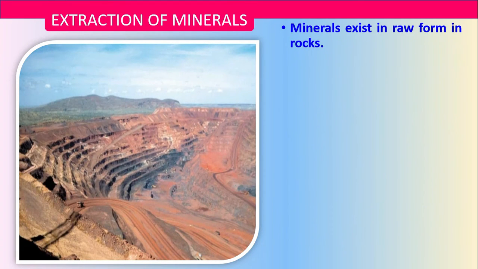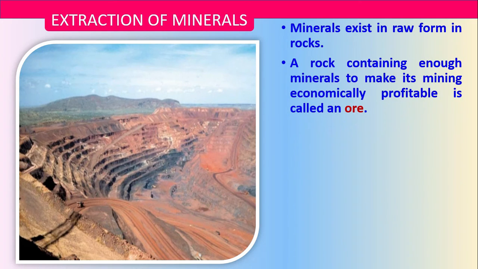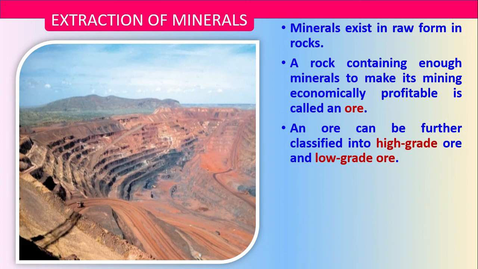Children, minerals exist in raw form in rocks, right? So a rock containing enough minerals to make its mining economically profitable is called an ore. An ore can be further classified into high-grade ore and low-grade ore. An ore means the accumulation of any mineral mixed with other elements where these minerals are found. That is called ore. Simply, a rock containing enough minerals that makes mining economically profitable is called an ore. Okay.